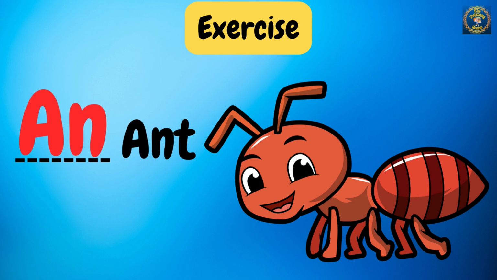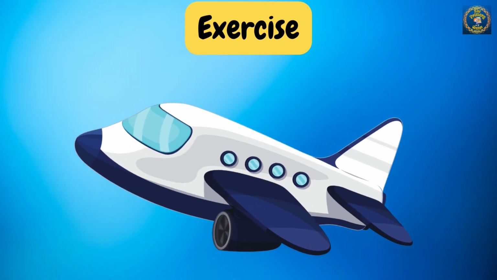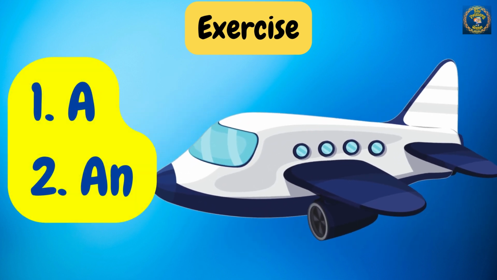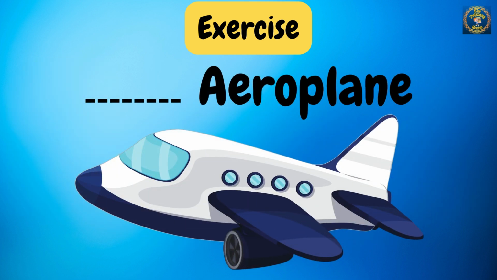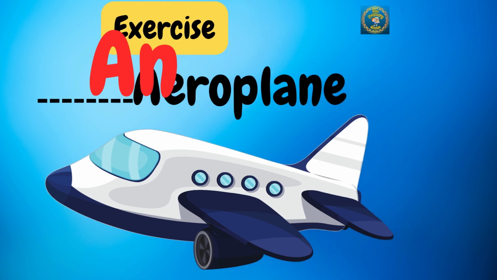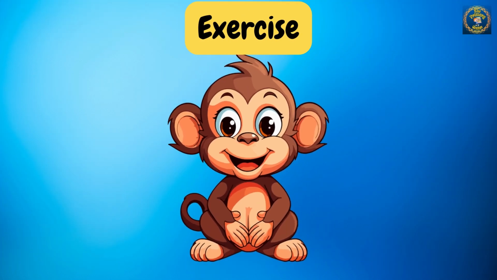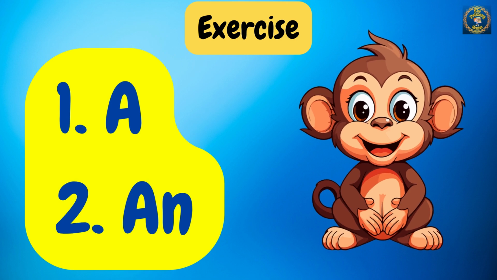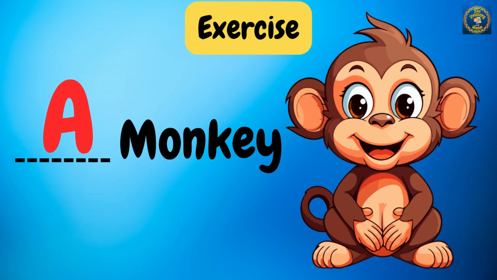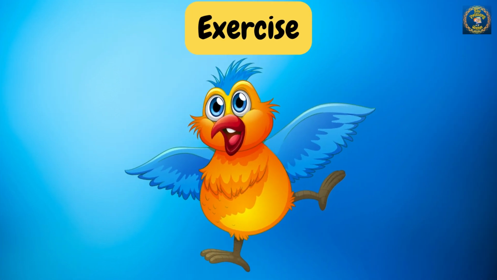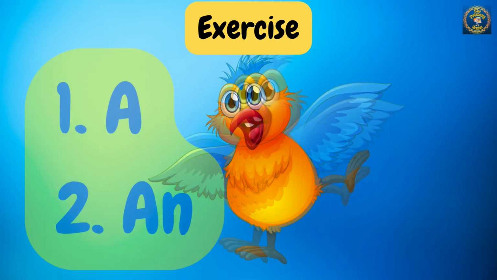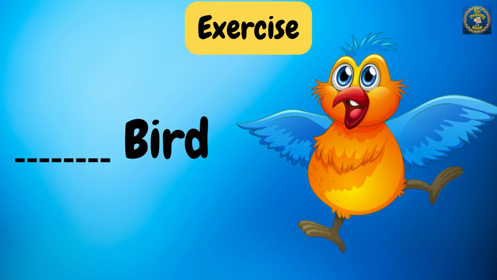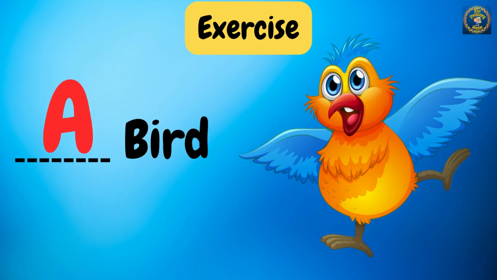That's right, an ant. Then we have aeroplane. What comes before aeroplane? A or an? Yes, you are right, an aeroplane. Then we have monkey. What comes before monkey? A or an? Yes, that's right, a monkey. Finally, we have bird. What comes before bird? A or an? Yes, that's right, a bird.